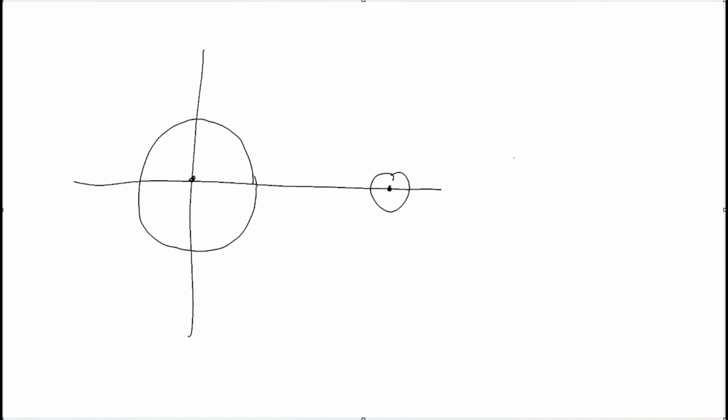It centers on the x-axis. So suppose that this circle is centered at 0, 0 and has radius r. And this circle is centered at 0, s and has radius t. Then the equation of this circle here is x squared plus y squared is equal to r squared. And this one here is x minus s squared plus y squared, my bad, is equal to t squared.